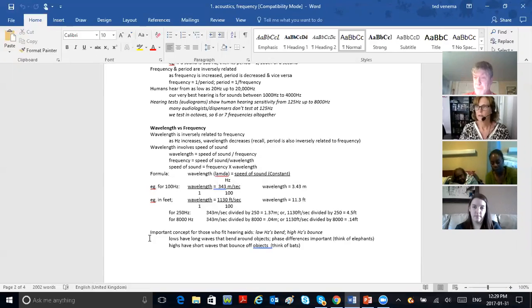That's how long that sound wave is. One condensation is over 5 feet long. One rarefaction is over 5 feet long. That's one really long wave. Okay, but now let's take 250 hertz.